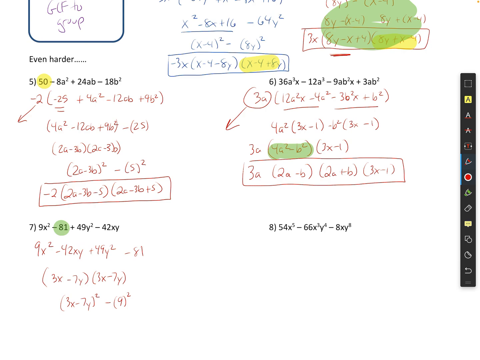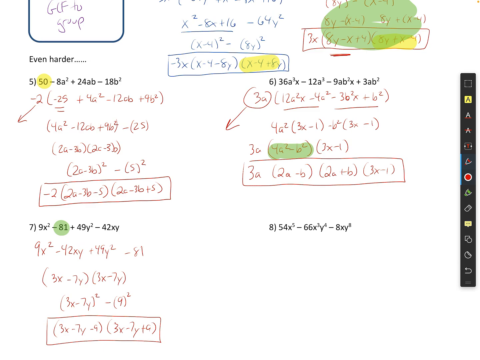I'm sorry if I'm going through the factoring quickly. I see it. I've been doing factoring. I do factoring for a living, so I see it a little bit better than what some people do. All right, so I got 3x minus 7y minus 9, 3x minus 7y plus 9. There's my answer.